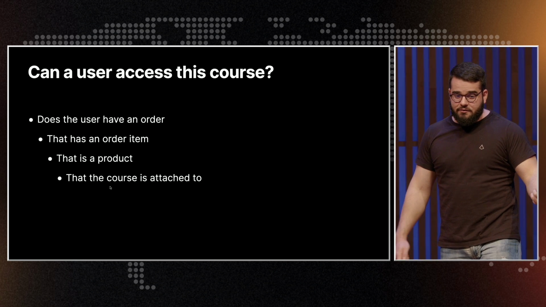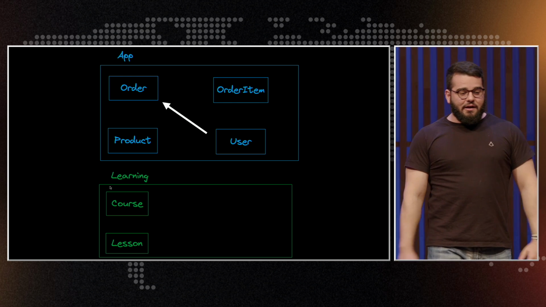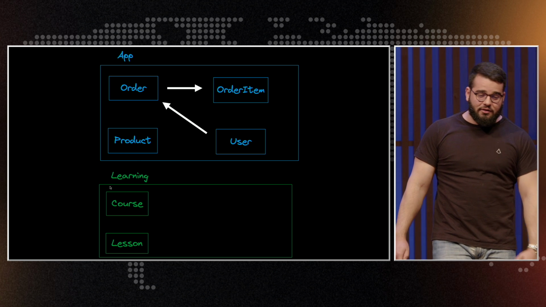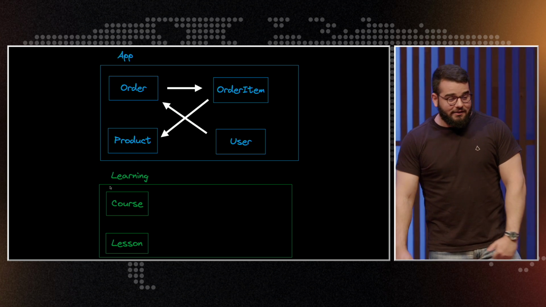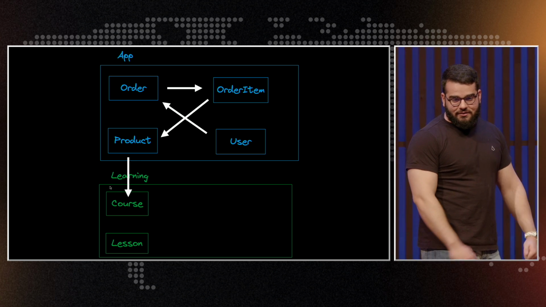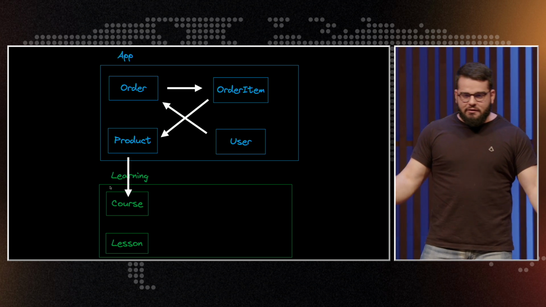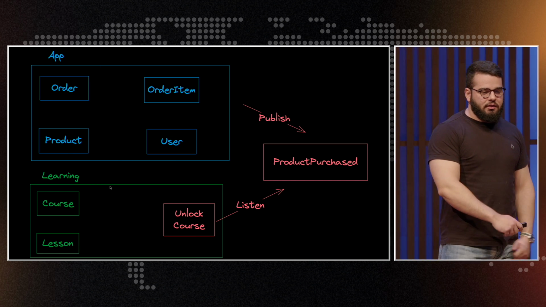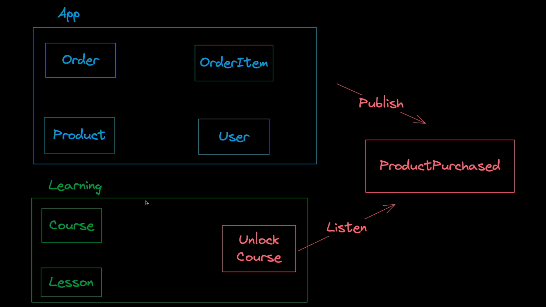And you're leaking your module's concerns. So it often looks like this. The user has an order, the order has an order item that has a product, that has a course, right? What would be a simpler way to do this? Well, you could publish a product purchased event, and then you could have the learning module listen to that and say, okay, someone purchased a product, I'm going to unlock the courses related to the product.